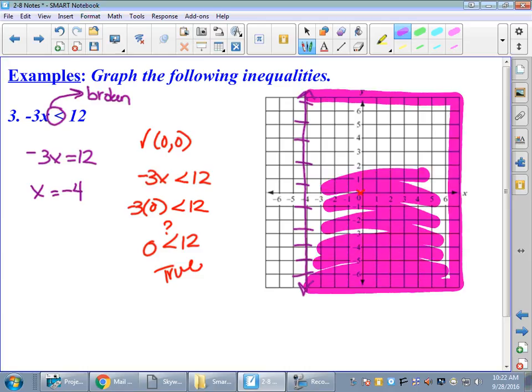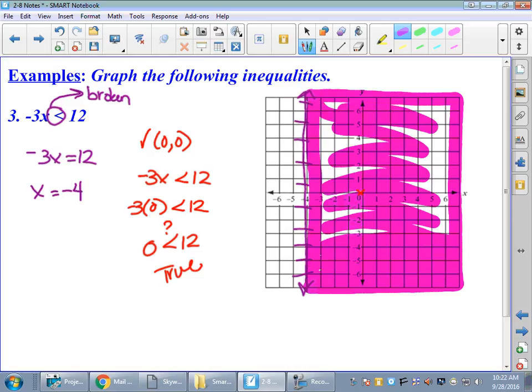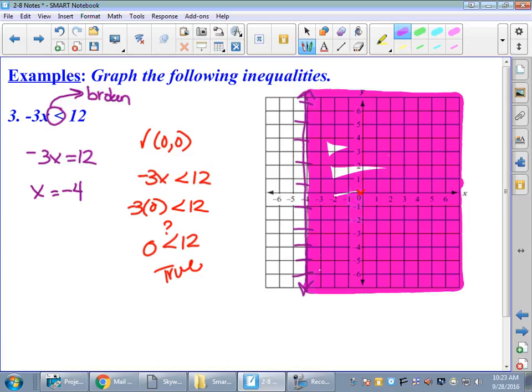Again, if you were to plug any numbers in from the left side, you would have gotten a false result. So I did show you 3 examples where you got true each time. You just flip your shading if you get a false reading. Okay?